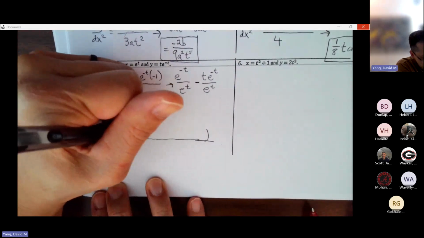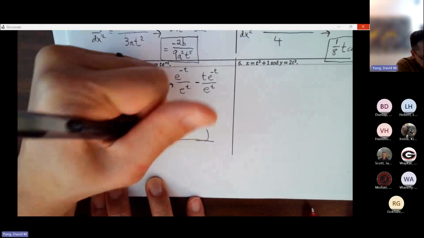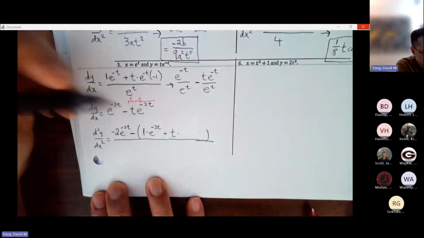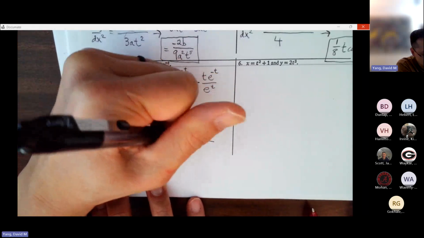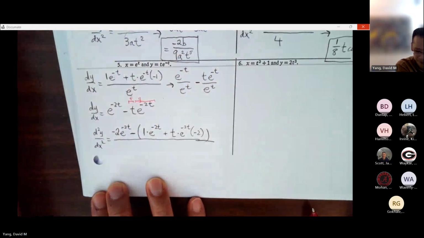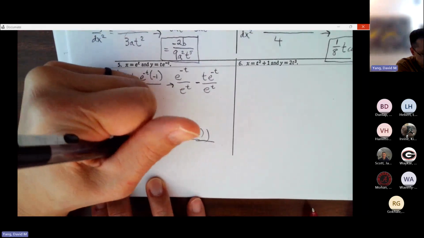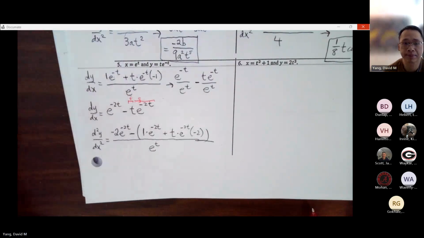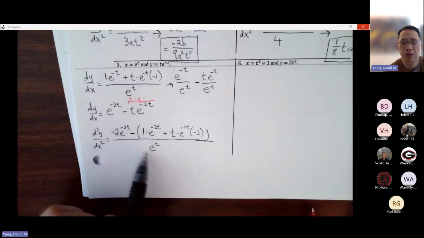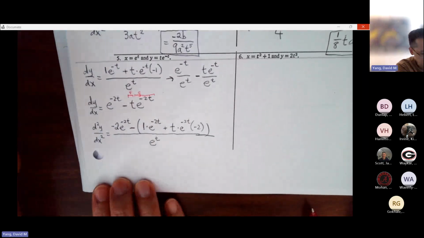So f prime g plus f g prime, e to the negative 2t becomes e to the negative 2t times negative 2, all over e to the t. So that's my dx dt. There's only one term below, so I should be able to split them up into individual fractions and get my second derivative cleaned up.